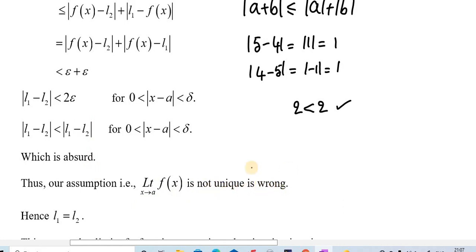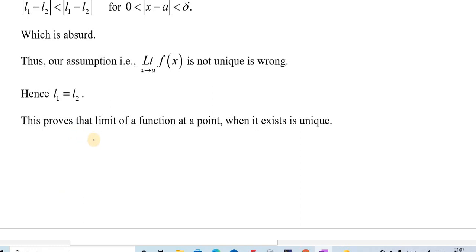Then what is the correct one? Limit x tends to a of f of x is unique. That means L1 and L2 are not different. Those two quantities are equal. This proves that the limit of a function at a point, when it exists, is unique. That means the limit of any function is unique, but the condition is that the limit exists.